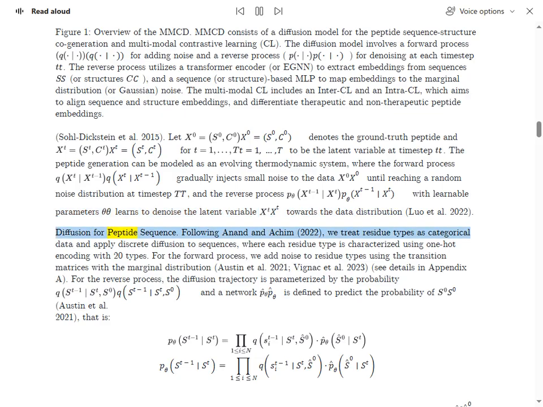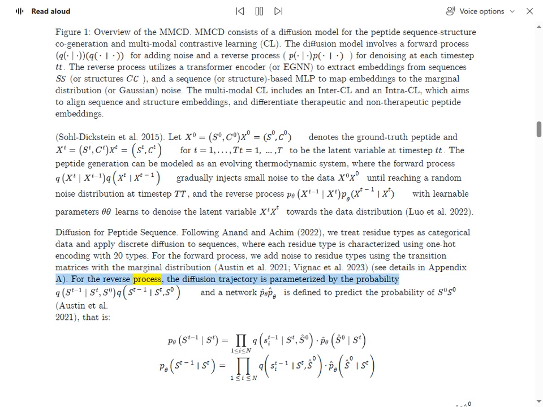Diffusion for peptide sequence. Following Anand and Achim, 2022, we treat residue types as categorical data and apply discrete diffusion to sequences, where each residue type is characterized using one-hot encoding with 20 types. For the forward process, we add noise to residue types using the transition matrices with the marginal distribution, Austin et al. 2021, Vignac et al. 2023, see details in Appendix A.